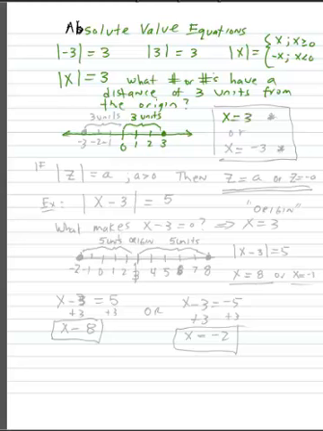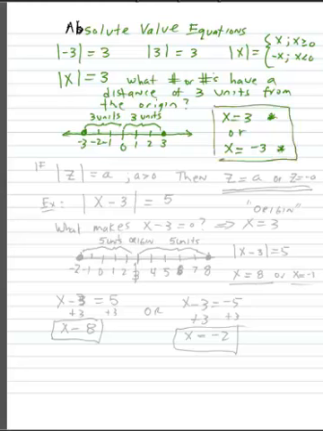Now counting out on the left-hand side, -1, -2, -3, we find that the number -3 is also 3 units away from the 0. So we have two solutions to this absolute value problem. When we have the absolute value of x equal to 3, we have x is either 3 or x is -3. There are two solutions.